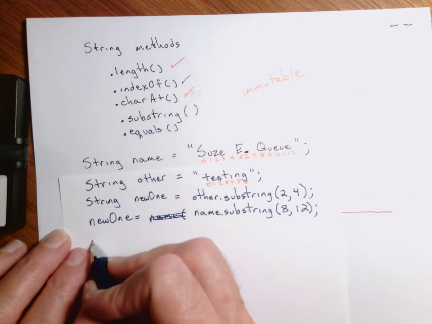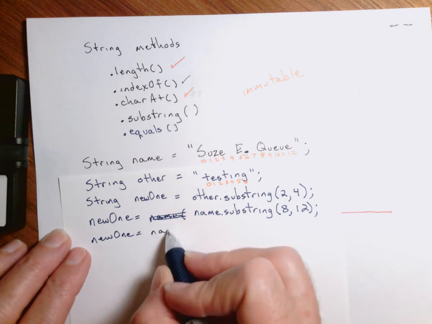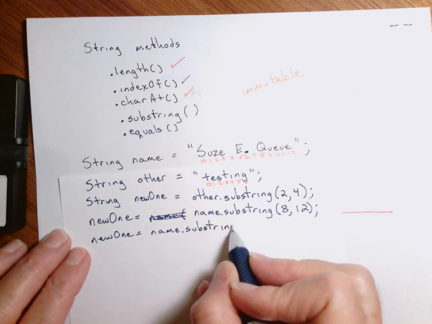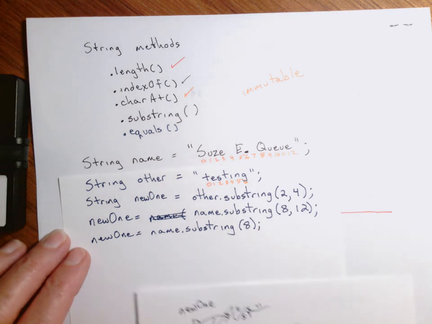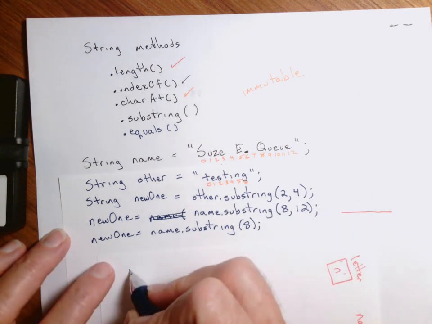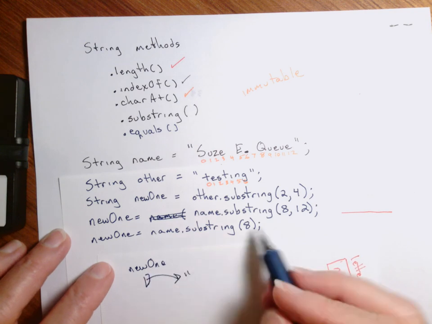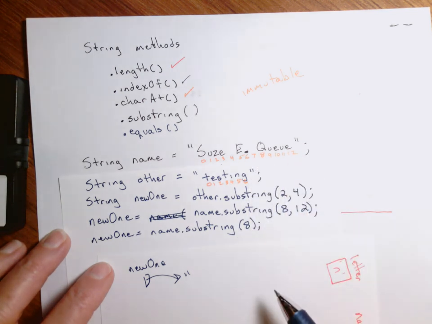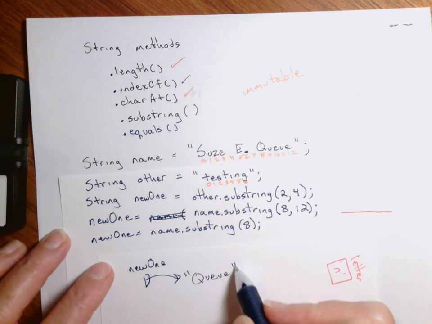There's also a one argument version. So let's say we're setting newOne equal to name.substring. In the one argument version of substring, we can provide the index where we want to start or the position where we want to start and leave off the second subscript. And what's going to happen there is newOne will now contain the address of where the string starts at 8, and where does it end? All the way at the end. So when you're using substring and it only has one argument, it goes from that index all the way to the end of the string, like that.